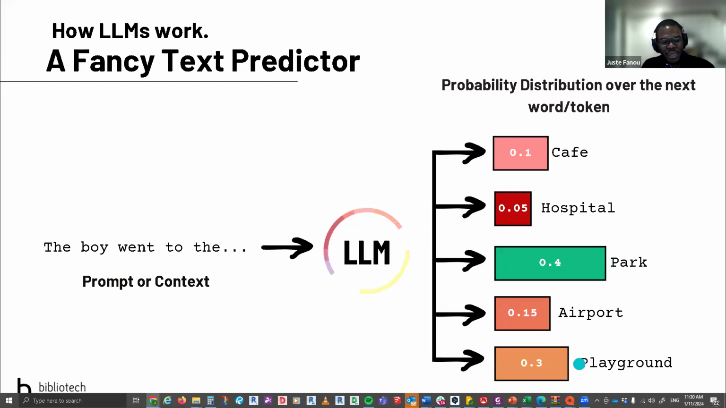Then essentially it just keeps looping that. Once it shows park, it feeds the boy went to the park into the model again and says, okay, predict the next word. It does that over and over again. And if you have enough computational power, you can start having something that actually sounds like English.